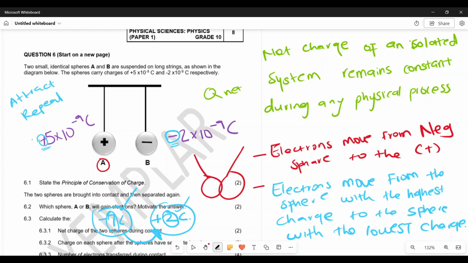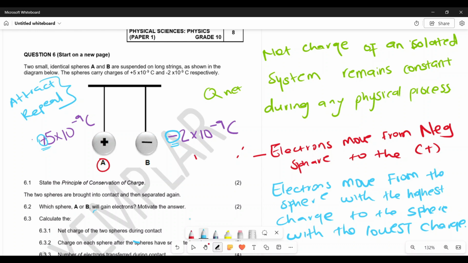Right? These signs are there to basically determine direction, whether your two spheres would attract or would repel. So now, to answer this question using the second principle, when we're comparing the two, clearly you could see that 5 is greater than the 2. So you would say B is going to be the one receiving, right? So they would move from A to B.